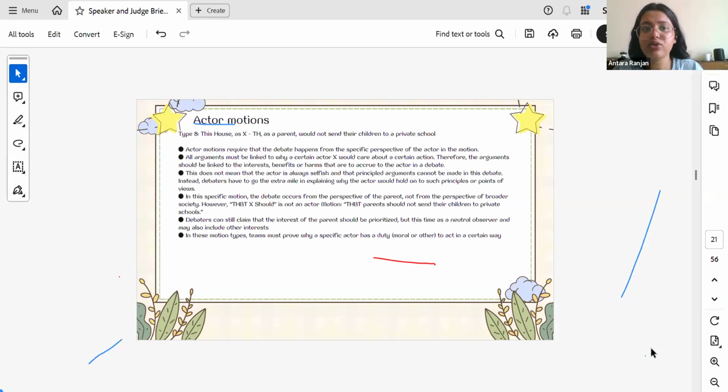You have to explain to us what are the principles of this actor? What are their interests? How are you benefiting them? So, in the parent motion, for example, the debate happens from the point of view of the parent, not from the point of view of society in general, right?